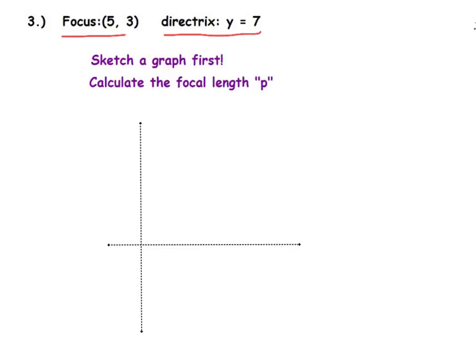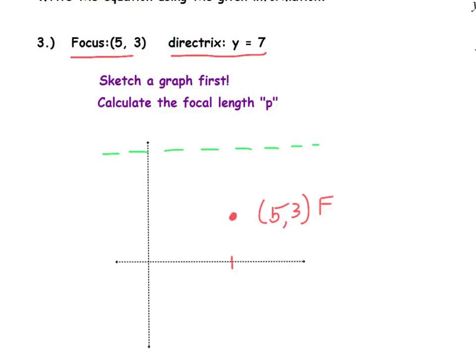The next example, we are given the focus and the directrix, so not the vertex. But we're going to sketch the graph out first. So our focus is at 5, comma 3, so let's say that's about right there. I'm going to label that as 5, comma 3, and I'm going to call that the focus. And then the directrix is y equals 7, so that means it's a horizontal line up here at 7. So I'm going to call that y equals 7.